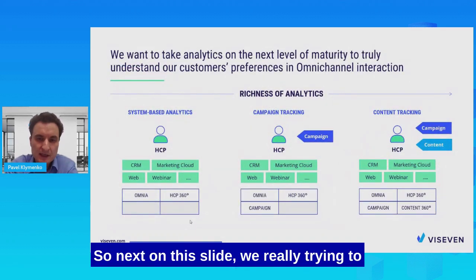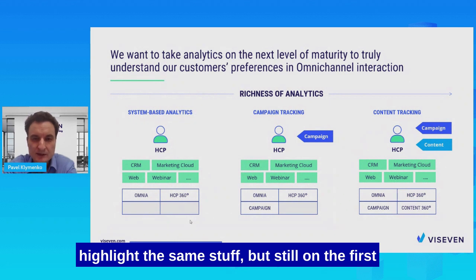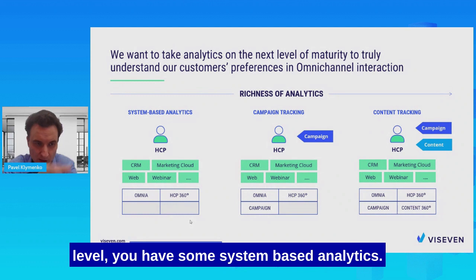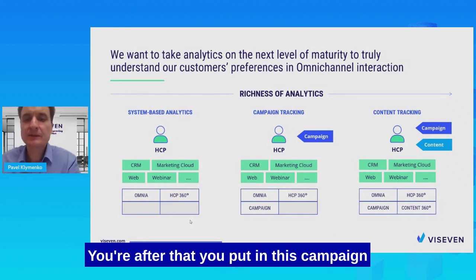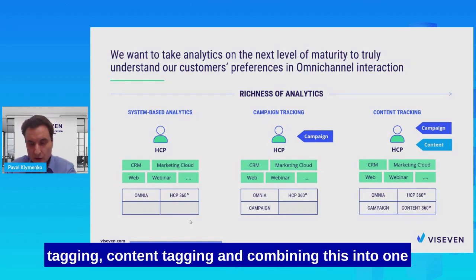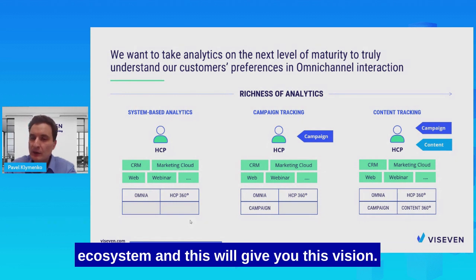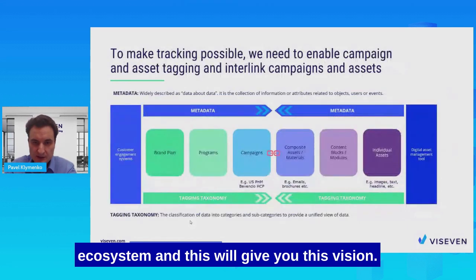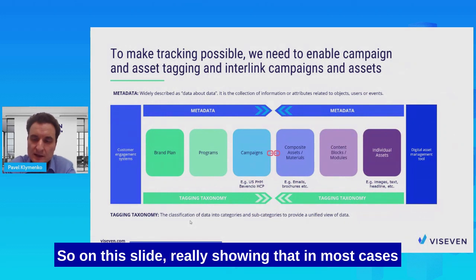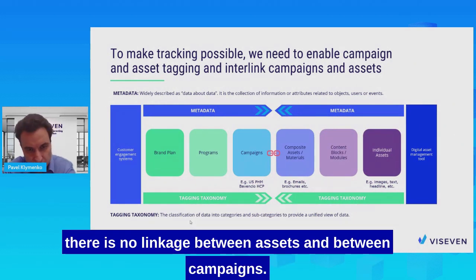So next on this slide, we are really trying to highlight the same stuff. On the first level, you have some system-based analytics. After that, you put in this campaign tagging and content tagging, combining this into one ecosystem, and this really gives you this vision.